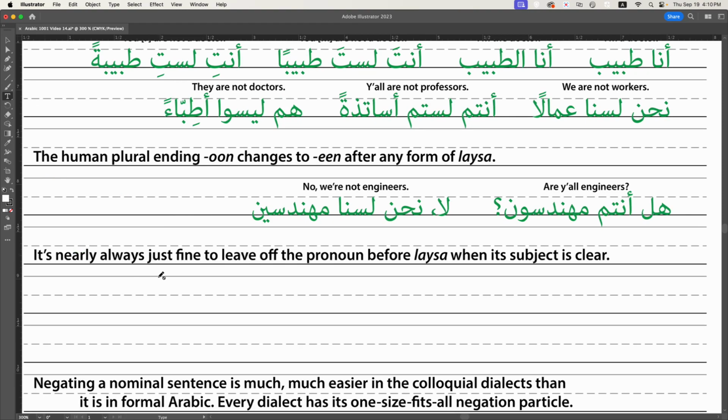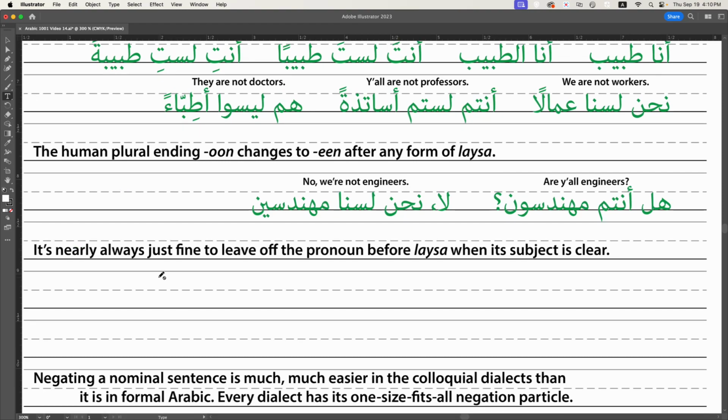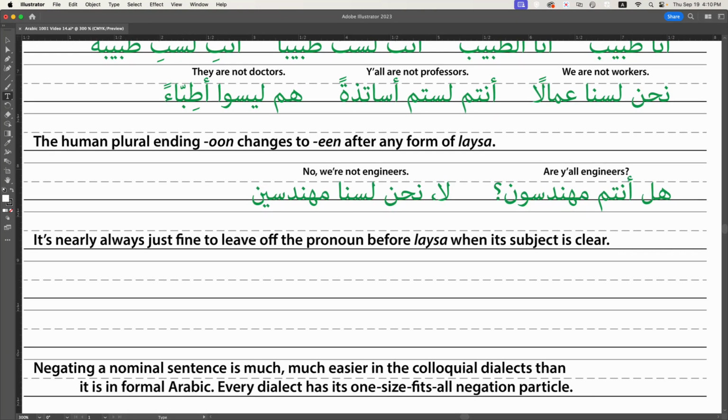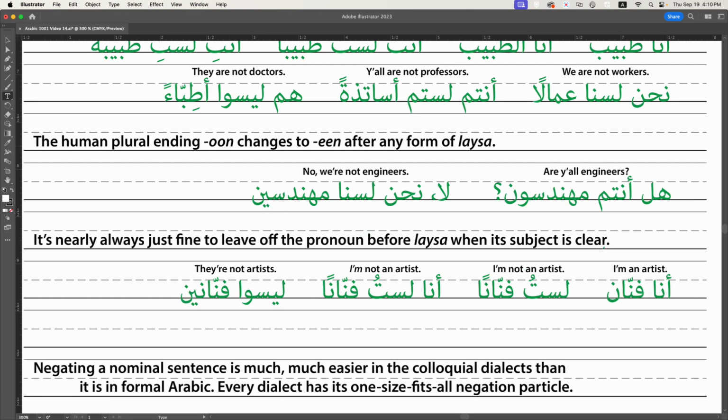Now I have to say, it's nearly always just fine to leave off the pronoun before lesa when its subject is clear, because lesa, the way we conjugate lesa, includes the pronoun, sort of like in Spanish when you don't have to say the pronoun, you can just conjugate the verb. So I can say ana fanan. A fanan is an artist. I am not, in fact, an artist. So ana fanan. I can say lesto, I'm not. I don't have to say the ana here. I could just say lesto fananan.